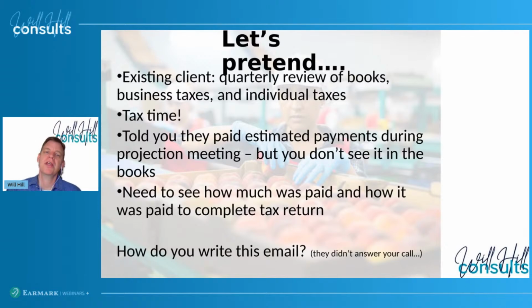And in your tax projection meeting, they told you that they paid estimated payments. But as you're looking, here we are, February or so, cleaning up the books. We don't see that estimated payment in the books. We need to know, was it really paid? How much, before us to go ahead and complete the tax return?